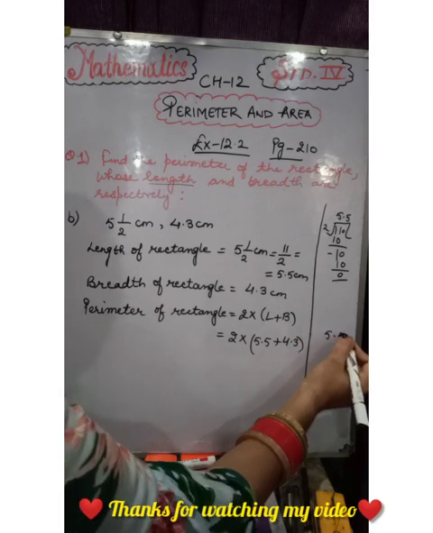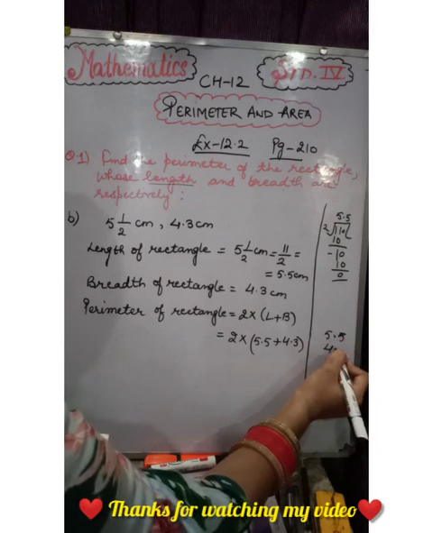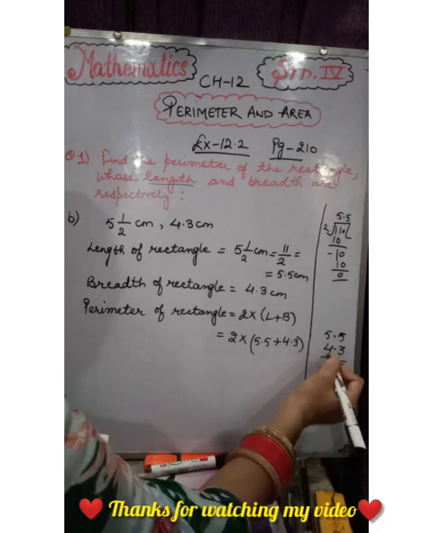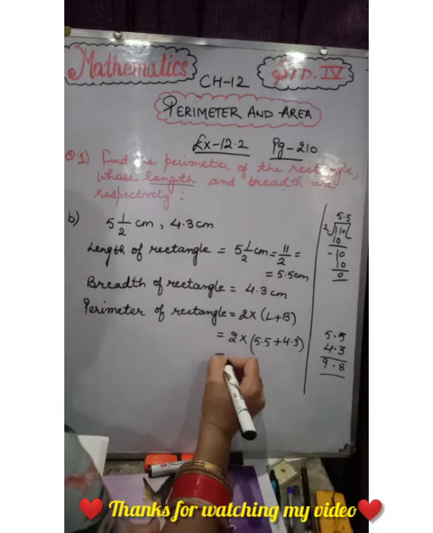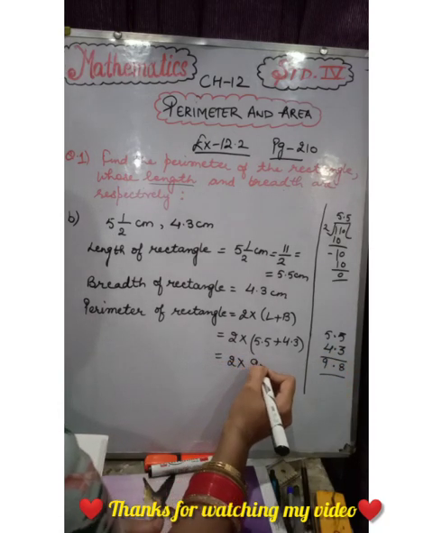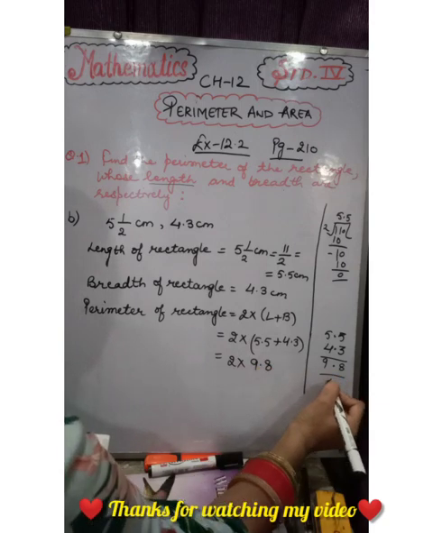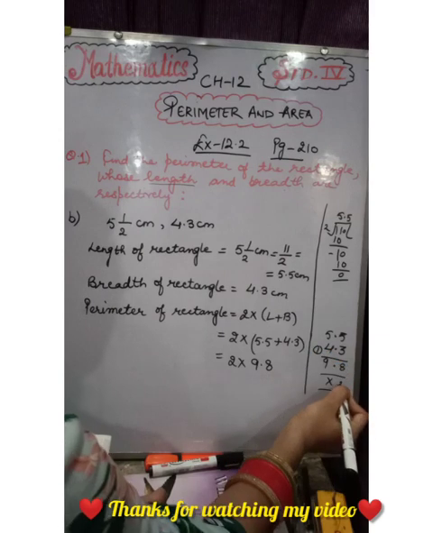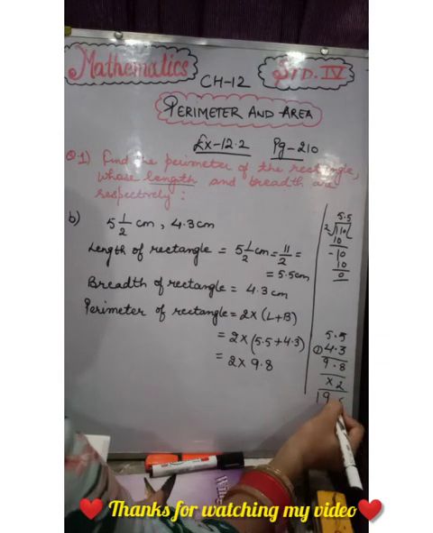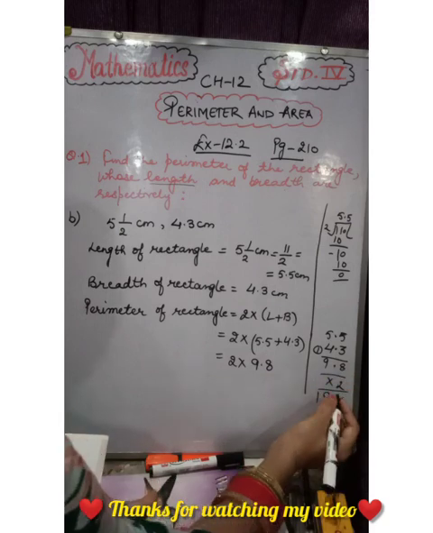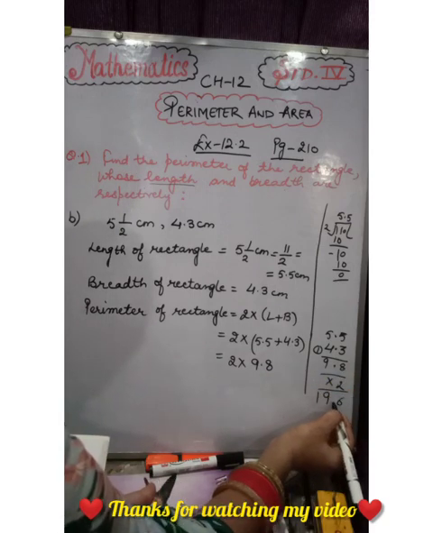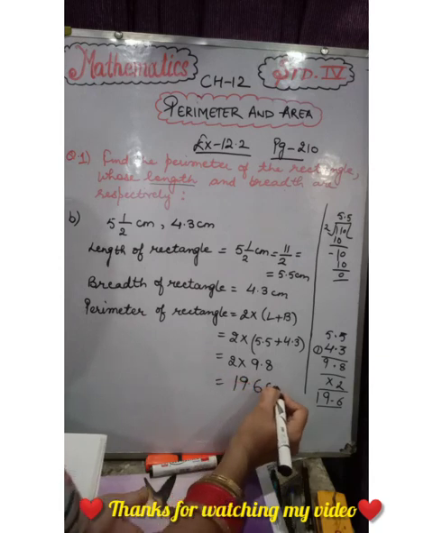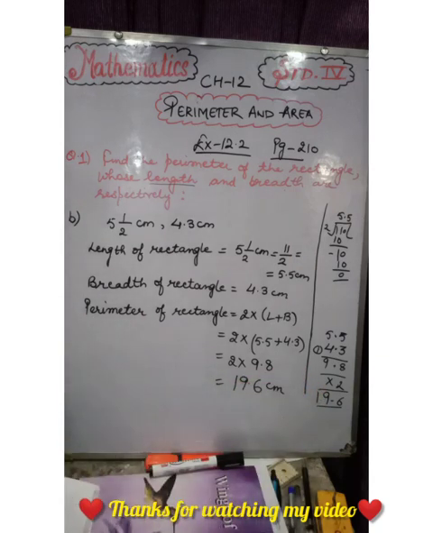5.5. Decimal under decimal. Decimal under decimal. 5 plus 3, 8. Decimal under decimal. 5 plus 4, 9. So this is 2 multiply 9.8. How will you multiply? 2 8s are 16. 2 9s are 18 plus 1, 19. After the decimal there is only one digit, so leaving one digit we will put the decimal. So 19.6 centimeter is the answer.